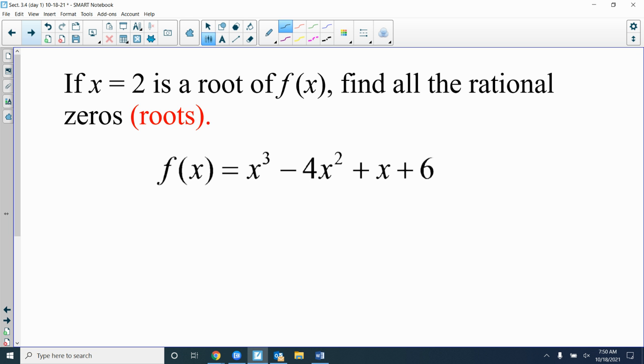All right, now on here, I'm going to tell you x equals 2 is a root. It says find all the rational zeros. Well, just find all the zeros. If x equals 2 is a root, plugging in 2 for the x's will give you 0, but then how do I find the others? So here's what you want to do. Use synthetic division. Plug in 2 using synthetic division. Okay, do it now.